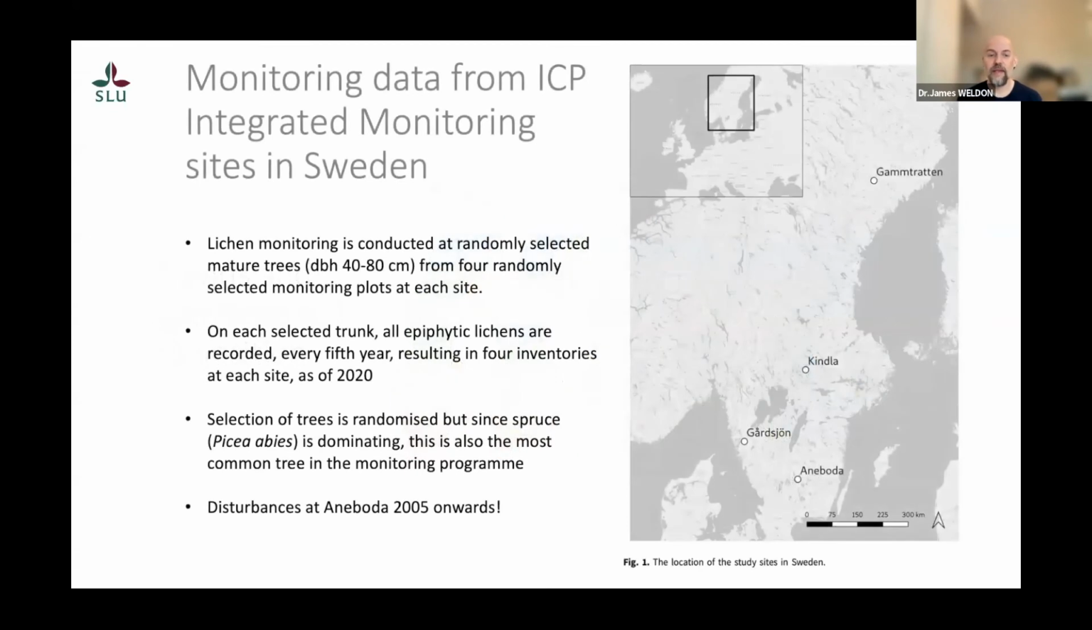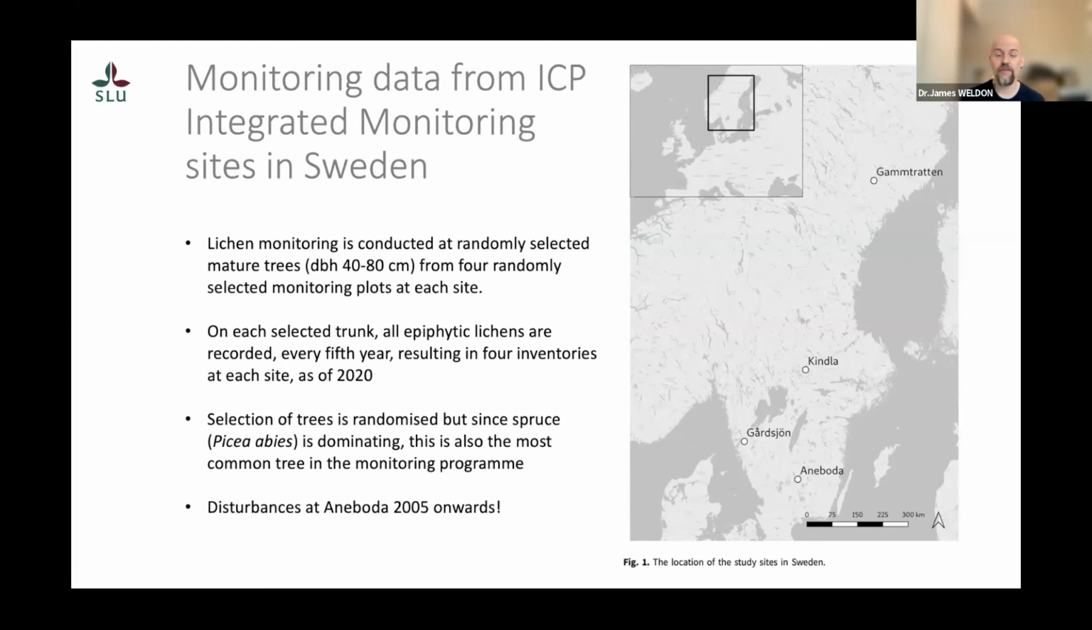The data we're using here come from the ICP Integrated Monitoring Network, and there are 4 sites in Sweden which are distributed along this gradient of atmospheric pollutants. We have one site, Gårdsjön, on the west coast, which is this high pollution area. Another one in the far north, Gamtratten, which is considered to be a pristine site, which has always had very low levels of deposition.